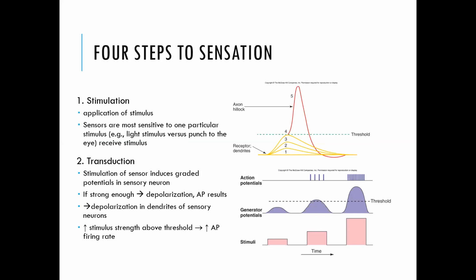a four-step process. First of all, you must have stimulation, where there is application of the stimulus. The sensors that are most sensitive to that stimulus are going to be activated. So if it is light, for example, we are responding to, we are going to have our eyes being the most sensitive to that stimulus, so it will receive the stimulus. If we have something in the environment that has to do with pain, we're going to be activating our pain receptors and so on, right?